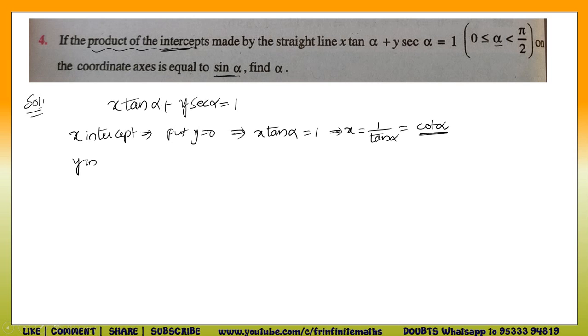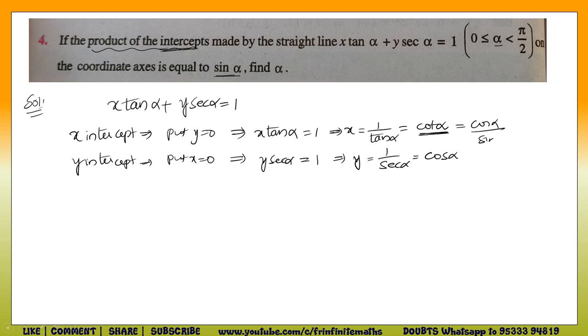The same way, if I want the y intercept, put x is equal to 0. Then this becomes y secant alpha is equal to 1. So the y intercept is y is equal to 1 by secant alpha, which means cos alpha, right? This cot alpha I can write as cos alpha by sin alpha, right? Next, what has he given? The product of intercepts is equal to sin alpha.